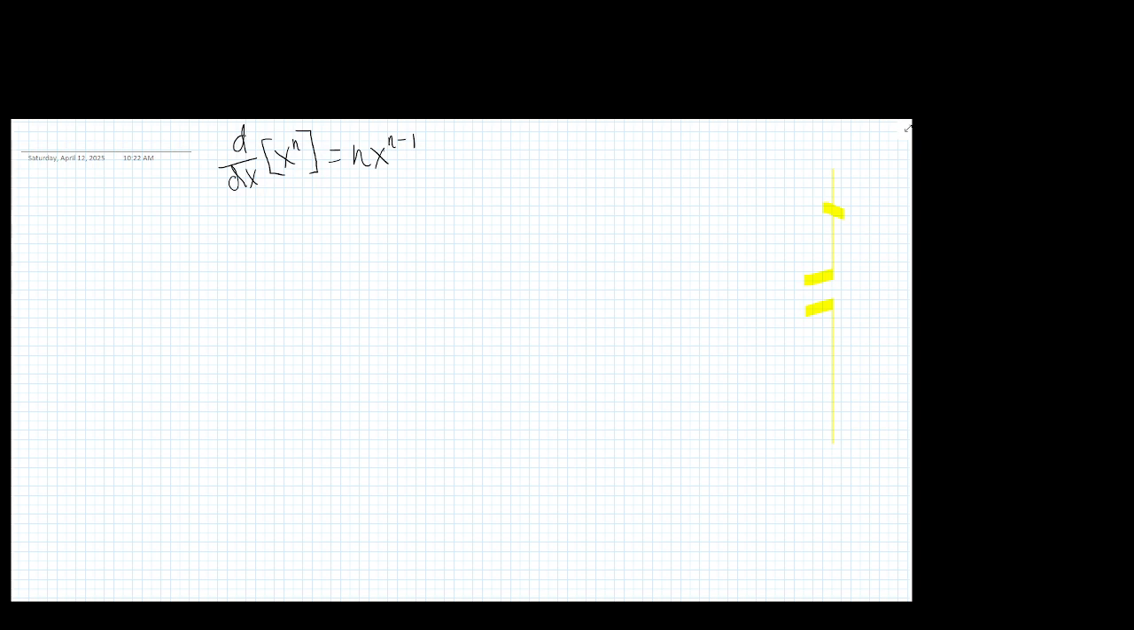Today I'm gonna show you the power rule. What you see on the screen right now is d dx of x to the nth power equals n times x to the n minus 1.